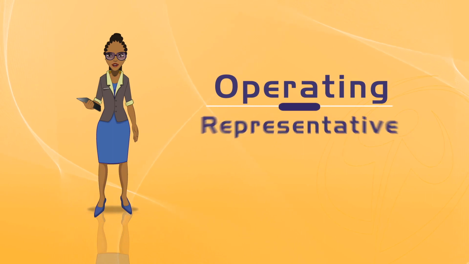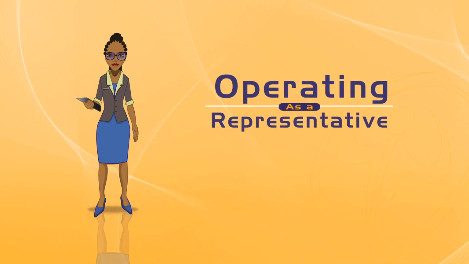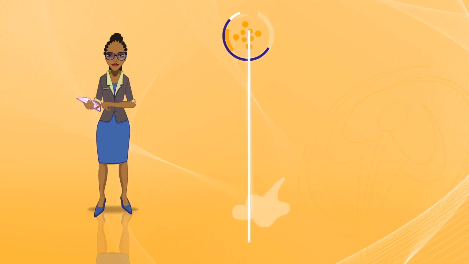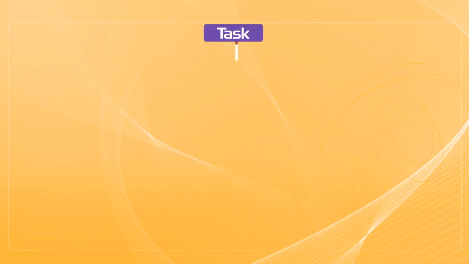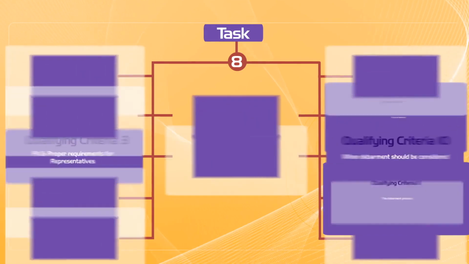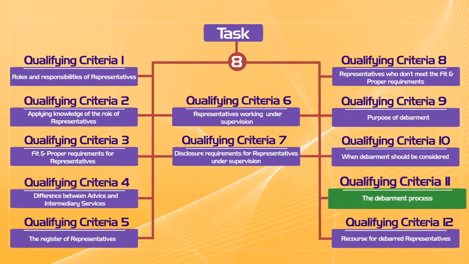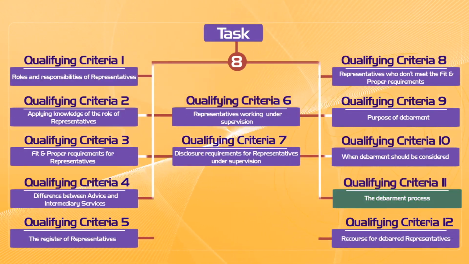Task 8 talks about operating as a representative in terms of the FAIS Act. Task 8 has 12 qualifying criteria. Let's look at Task 8, Qualifying Criteria 11.